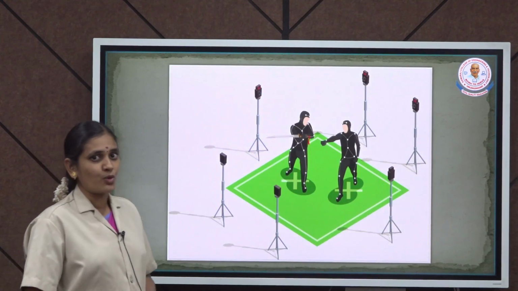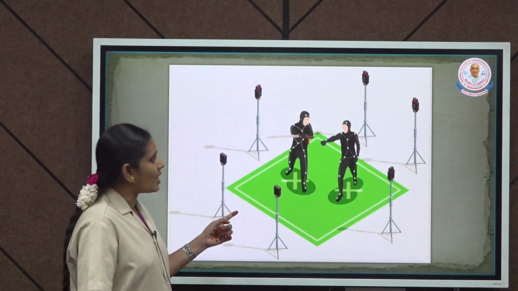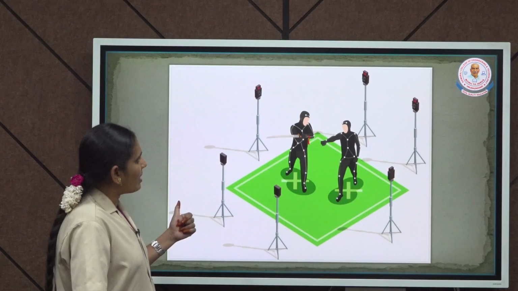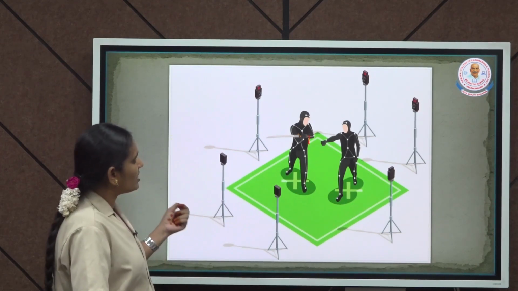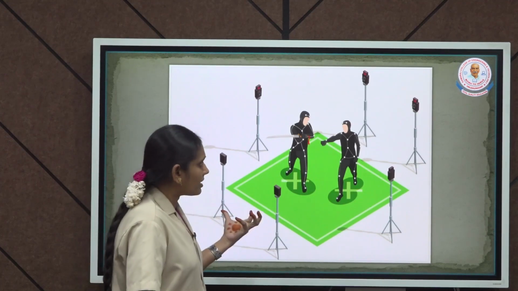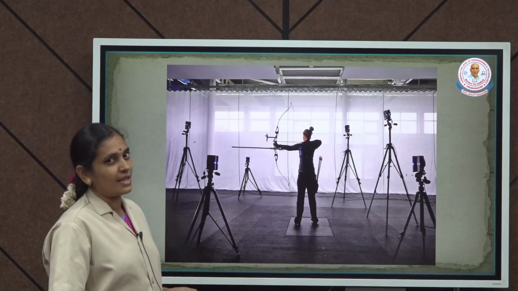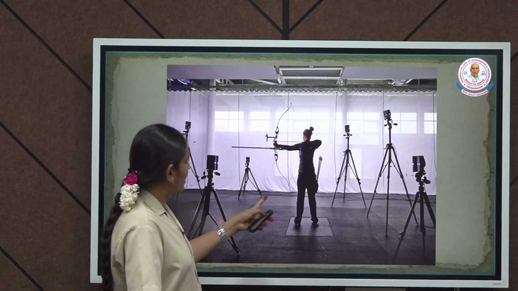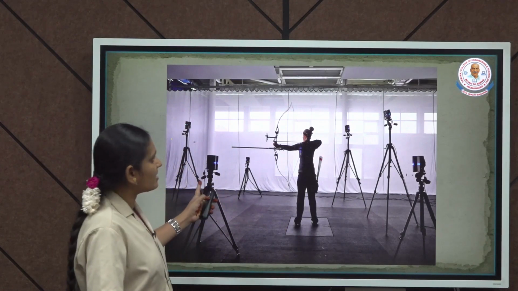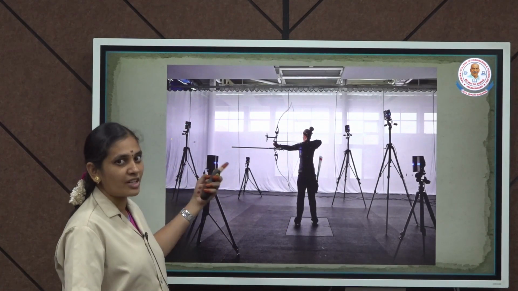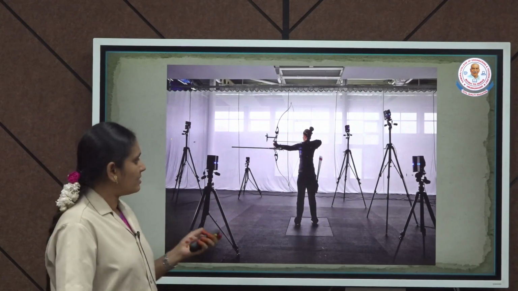This is an example of a motion capture setup. Here we can see the actor is surrounded by several cameras. The actor also wears a suit. This suit is mainly used to capture the movement of the actor. This is another example. Here the actor is performing an action and is surrounded by many cameras. Some cameras emit the infrared light, and some cameras capture the infrared light.